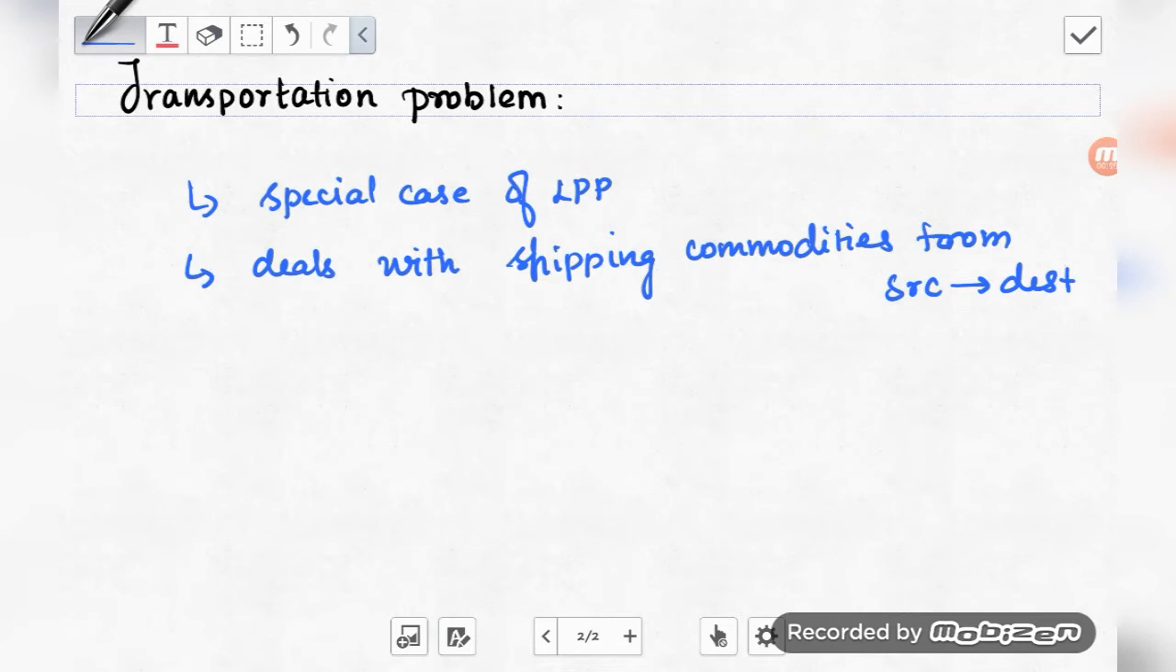So what is the transportation problem? It is a special case of LPP. When you are transporting goods or commodities from a particular source to a destination, the task in this problem is to find the minimum transportation cost while satisfying the supply and demand. So you'll have to find an ideal shipping schedule which can be adapted so as to reduce the cost while satisfying the supply and demand. Okay, so let's just see a problem on this.